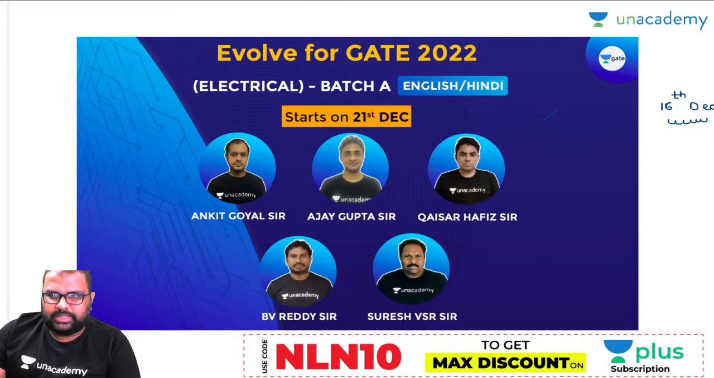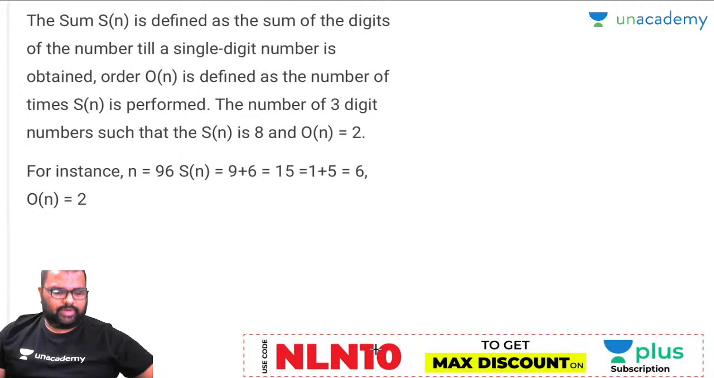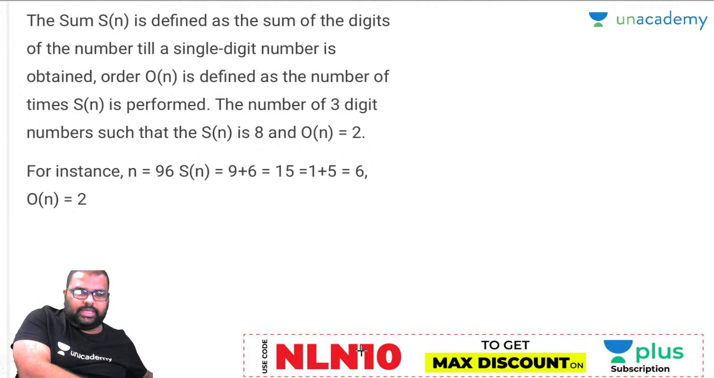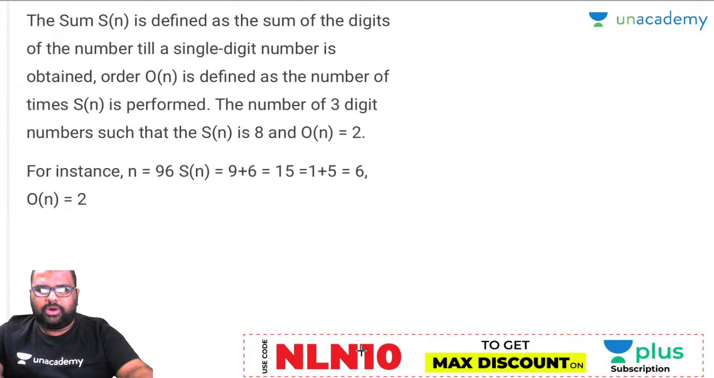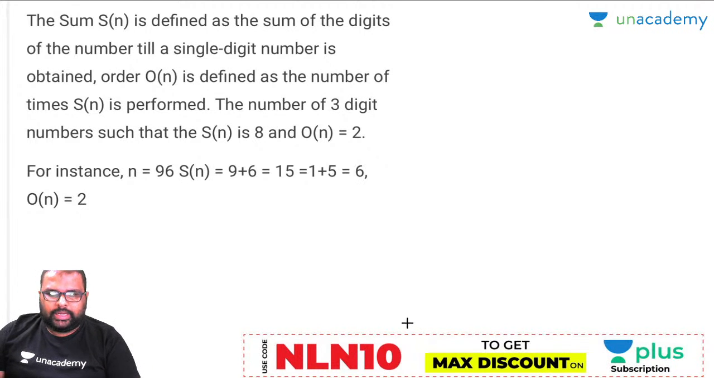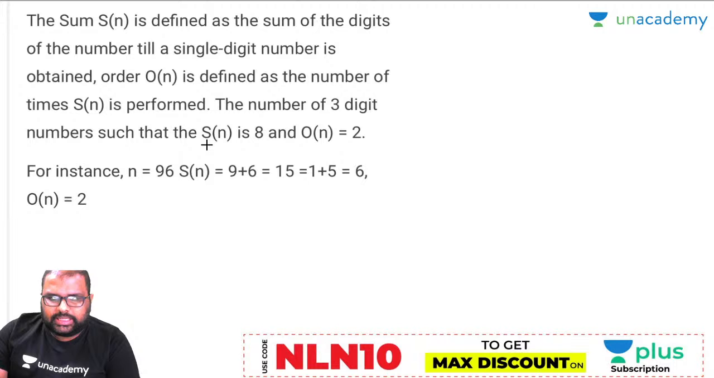Let's start the question. This is the question that I asked in the test. The sum Sn is defined as the sum of the digits of the number till a single digit number is obtained. Order On is defined as the number of times Sn is performed. We need the number of 3-digit numbers such that Sn is 8, which means if you sum the digits, at last the answer has to be 8. And the order has to be 2, which means the summing has to be done twice.